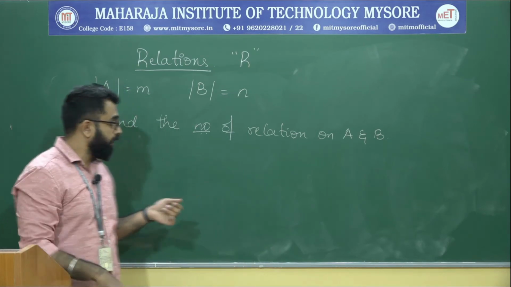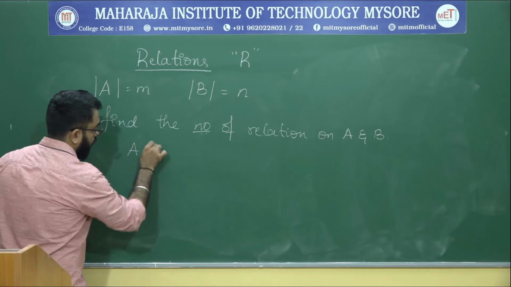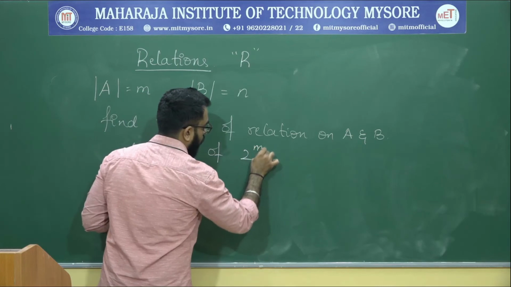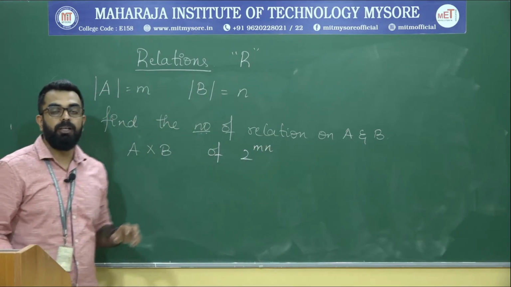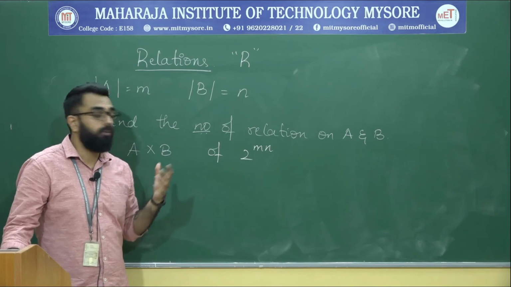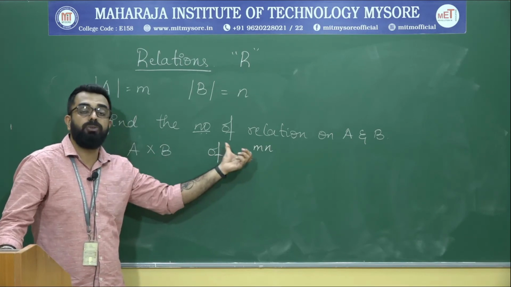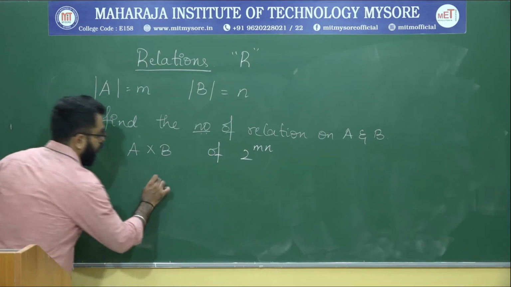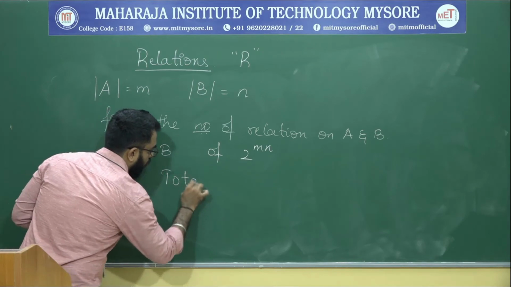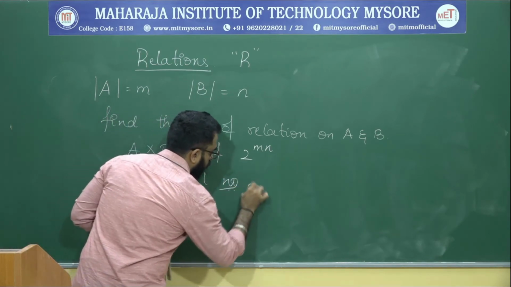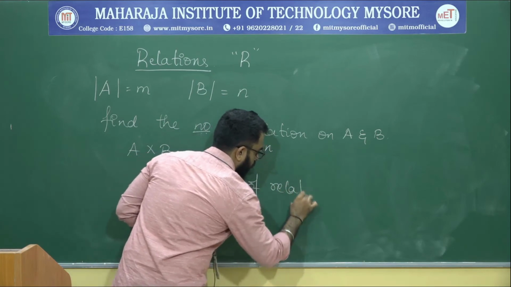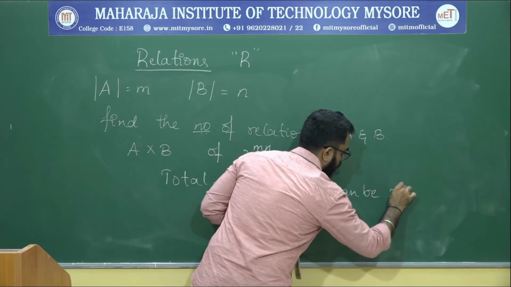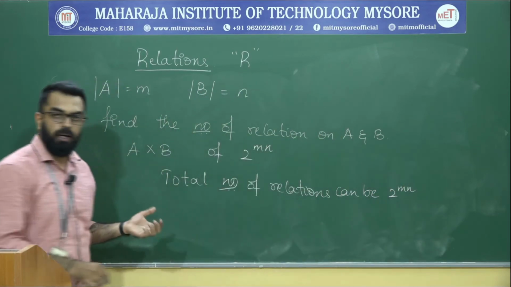So by the definition of subsets, A cross B can have 2 to the power of MN subsets. So how many relations can it have? When A cross B can have 2 to the power of MN subsets, and a relation is nothing but a subset of A cross B, then the total number of relations can in turn be 2 to the power of MN itself.